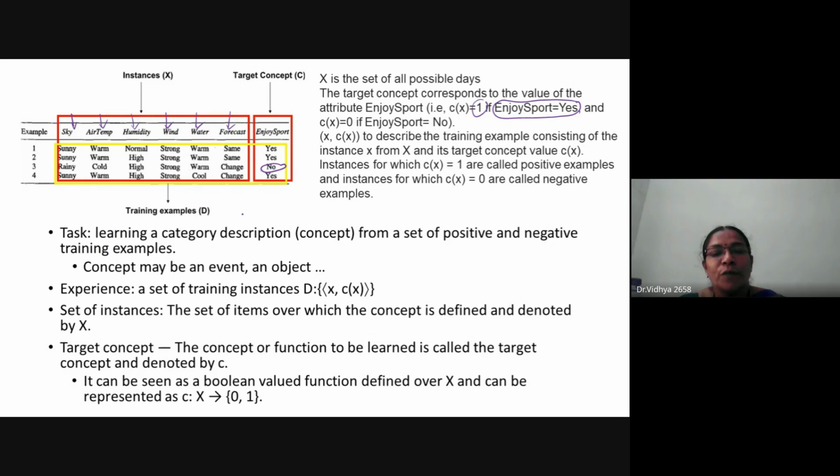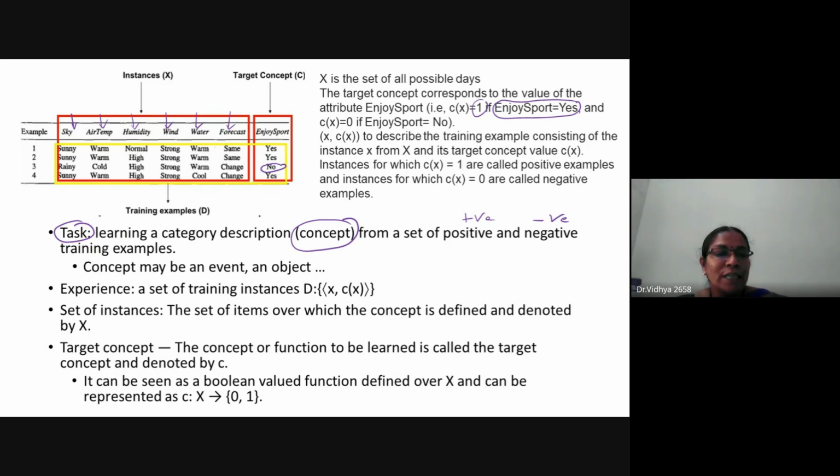Okay, see, the task here is to learn a category description. That means a concept. What do you mean by category description? It means concept. Learn a concept from a set of positive and negative training examples. This is the important task over here. What is the task we are about to do? Learning a category description, that means a concept, from a set of positive and a set of negative examples.